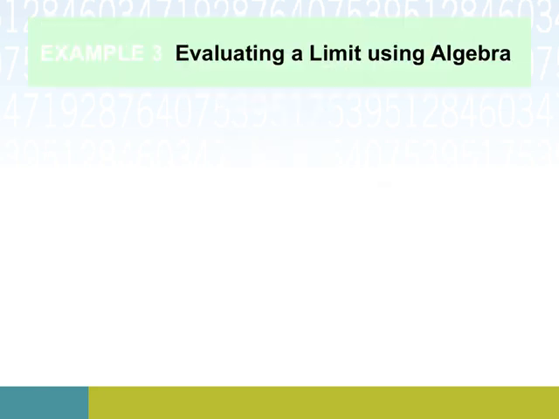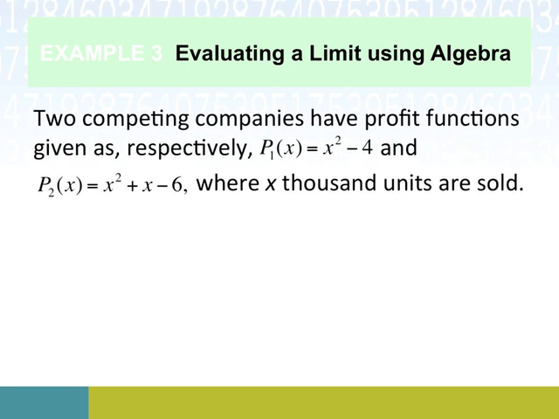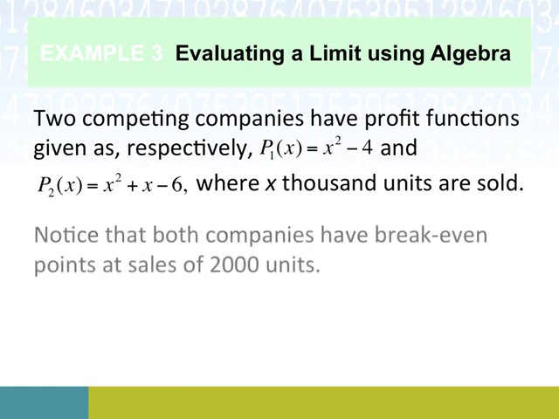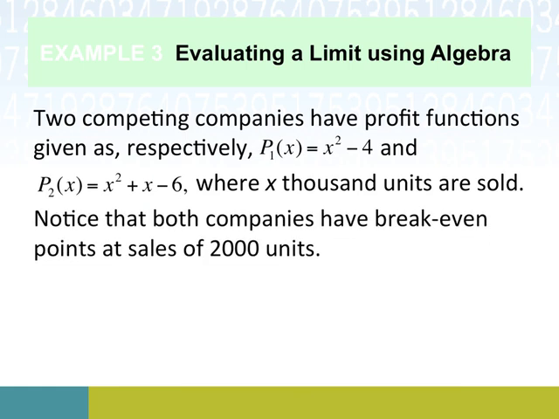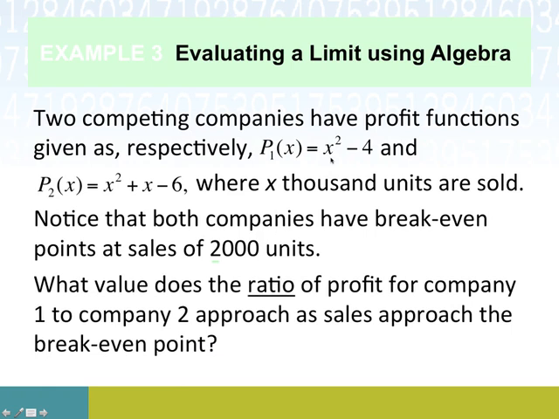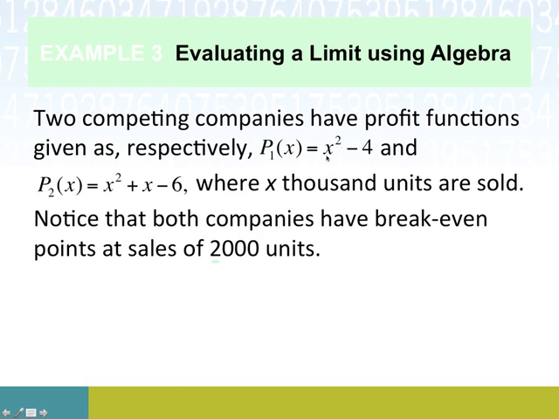We'll do one more of these with an applied context. So we have competing companies. We've got profit functions for one of them, x squared minus 4. The profit function for the other is x squared plus x minus 6. And then just to keep track of units, x thousand units are sold. And then we're asked to notice that each of these companies has a break-even point when they sell 2,000 units. Well, keep in mind that 2,000 units really means that x is equal to 2. If we took x equals 2 and dumped it in here, we would get 2 squared, which is 4, minus 4. That's a profit of 0. And that's what it means to have a break-even point at that production level.